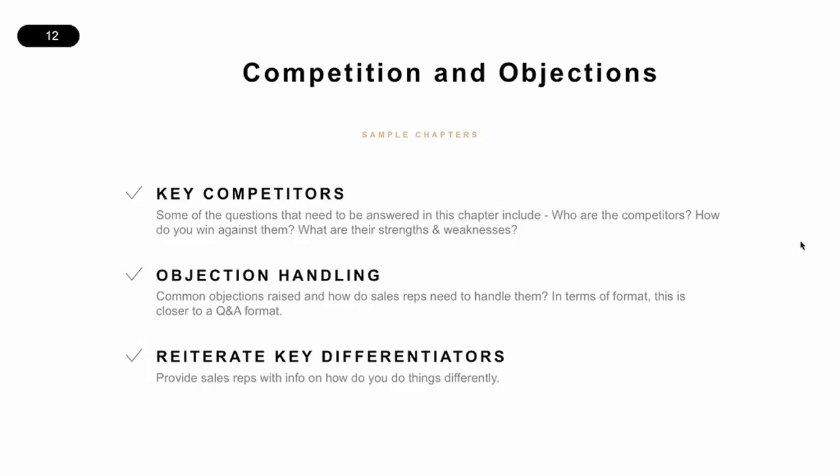Objection handling, one of the most critical chapters in the whole playbook, often done in the format of a Q&A or a role play, and trying to run sales reps through scenarios of common objections that their solution might face. Now, it could be a competitor-led objection. It could be there is no need for this solution kind of an objection, or any of these other scenarios that you can think of for your product.